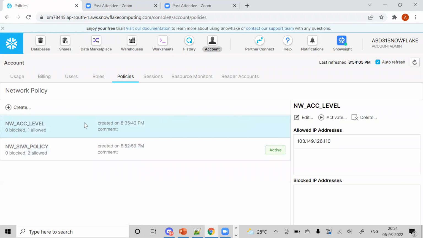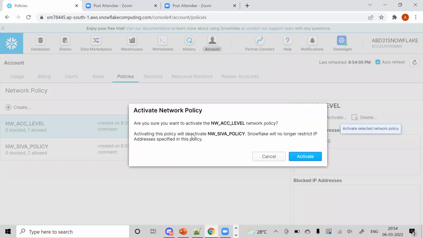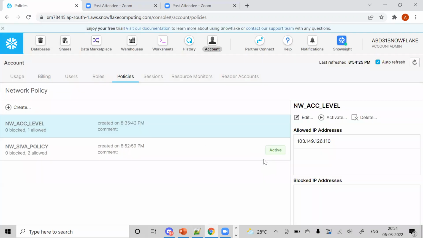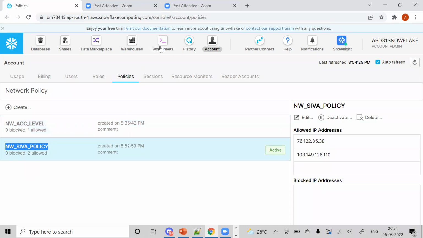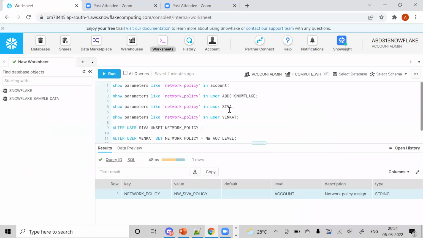Let me go to the other policy, account, network, account level, activate. Are you sure you want to activate it? This will deactivate the other one. Snowflake will no longer restrict IP addresses specified in that policy. So at a time, you can have just one network policy activated. Yeah, that is what it showed us when we had the network policy in our command. The moment we removed it, it worked. But now what I will do is say alter user Shiva set, and I will give the new one which I created, this one.